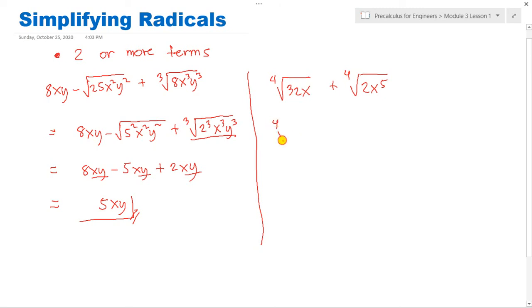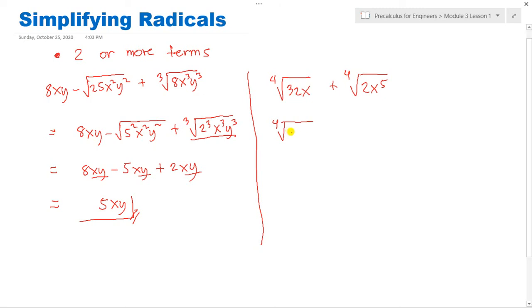So square root of 32 can be a prime factor of 2 raised to the power of 4. Why? Because 2 times 2 is equal to 4. So, dalawang 2 na. Times tatlo, sa third na 2 is 8. 8 times 2 is 16. So, hindi pala siya 2 to the 4th. It's 2 to the 5, kasi 16 times 2 is 32.